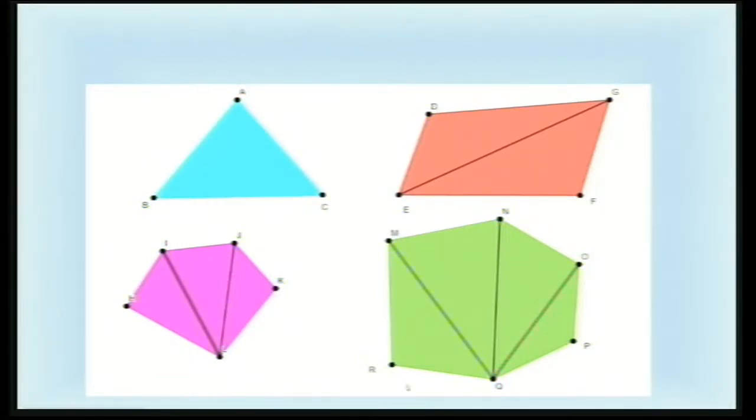So for a triangle, we all know that the sum of the interior angles of a triangle is going to be 180 degrees. Now in the second one, that is the quadrilateral, which we have just now seen, we have found that the angle sum property is 360 degrees. Now how can I look at this in terms of triangles?